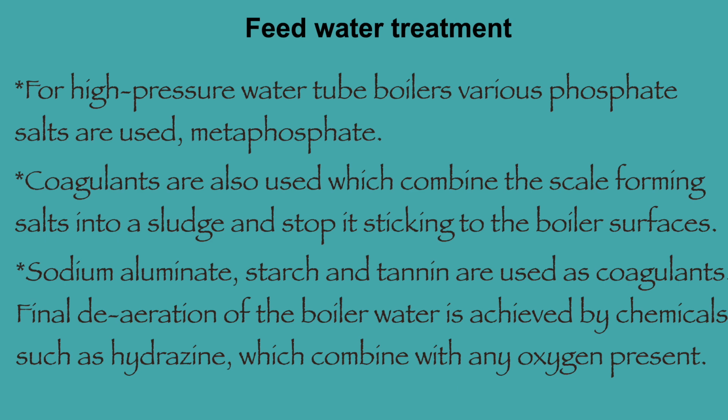For high pressure water tube boilers, various phosphate salts are used. Metaphosphate coagulants are also used, which combine the scale-forming salts into a sludge and stop them sticking to the boiler surfaces. Sodium aluminate, starch, and tannin are used as coagulants. Final deaeration of the boiler water is achieved by chemicals such as hydrazine, which combine with any oxygen present.